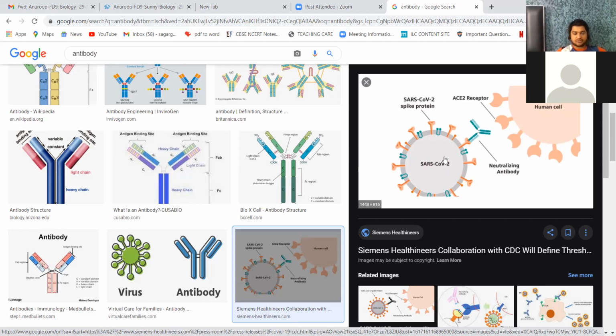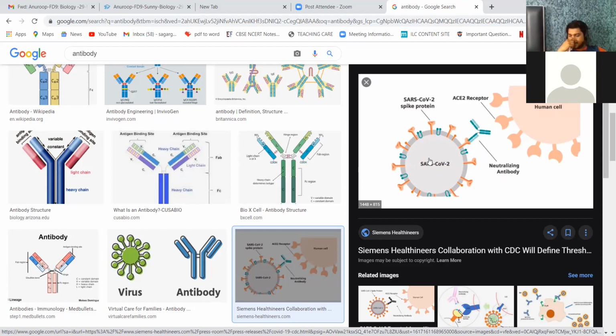There are over 100 million types of antibodies in the body. Yeah, exactly. Got it now? So it is about the antibody. So how many types of antibody have we just studied? What are the names? Any guesses?